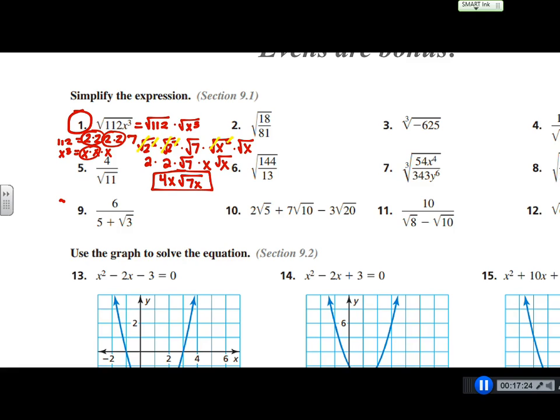Did you get a 12.5 or 12.3? So you guys ready for number 3?